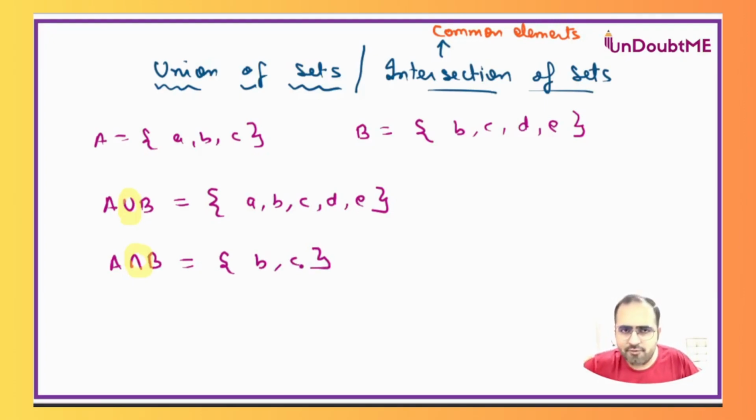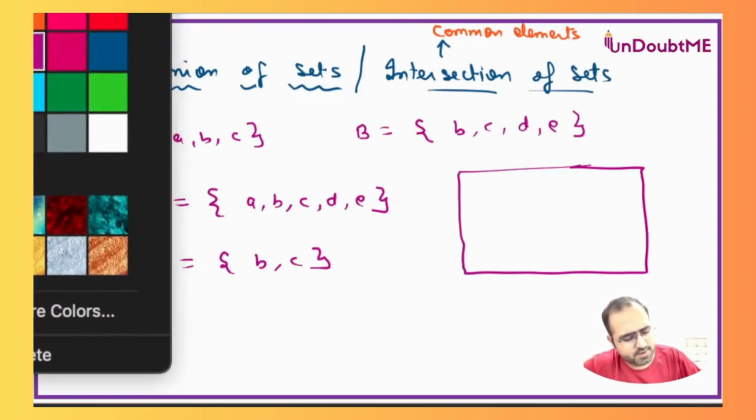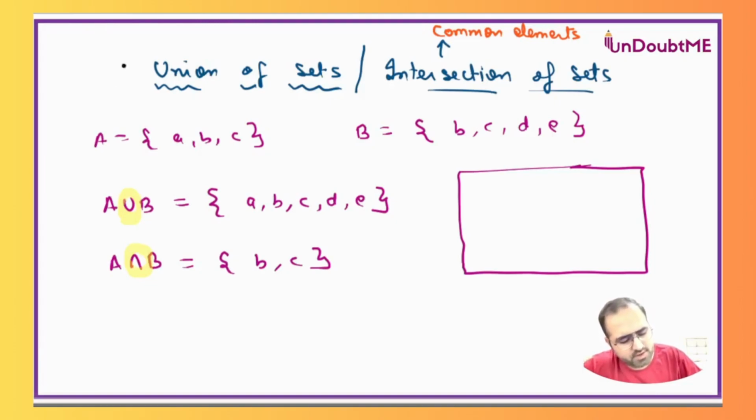If I want to show that on a Venn diagram, I will first have this rectangle. This rectangle is represented as the universal set. The universal set is a set which will have all these different sets that we are discussing. So let's say for this example, the universal set is represented by U, and it will have all the letters A, B, C, D, E, F, G, H.